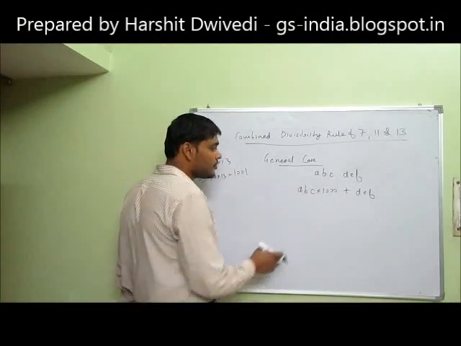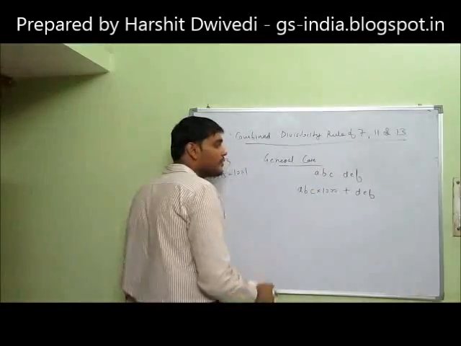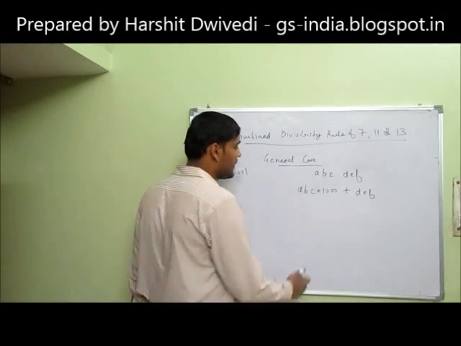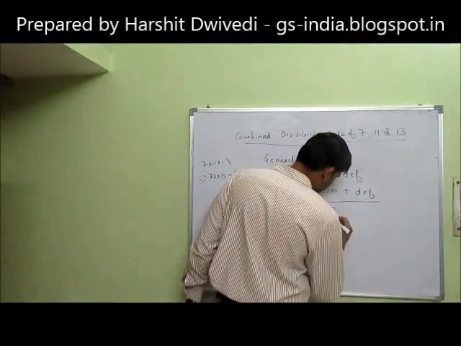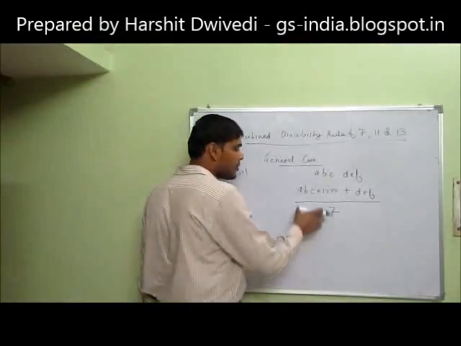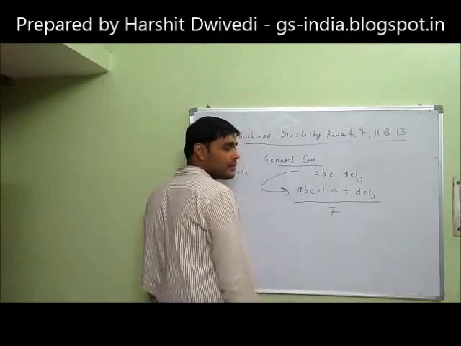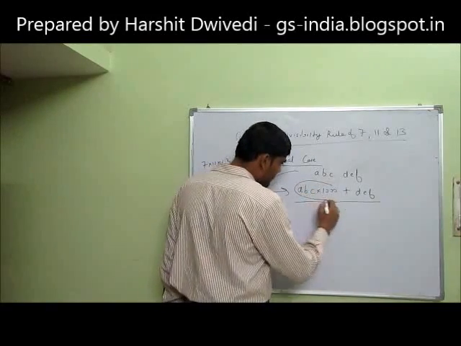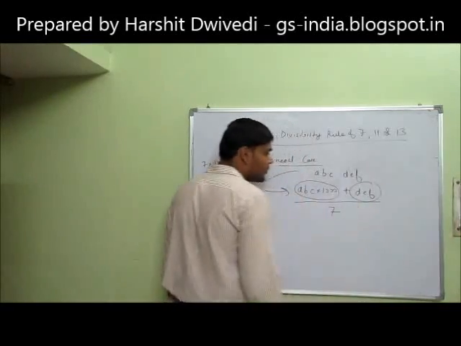Now I am going to check the divisibility of this number, ABC into 1000 plus DEF, by, say, 7. I have to check the divisibility of this number by 7, so I am going to check the divisibility rule of these parts individually.